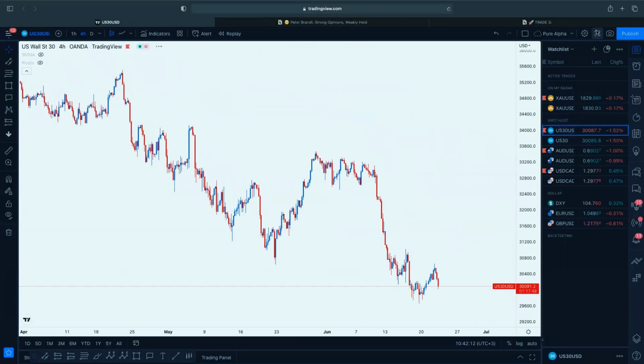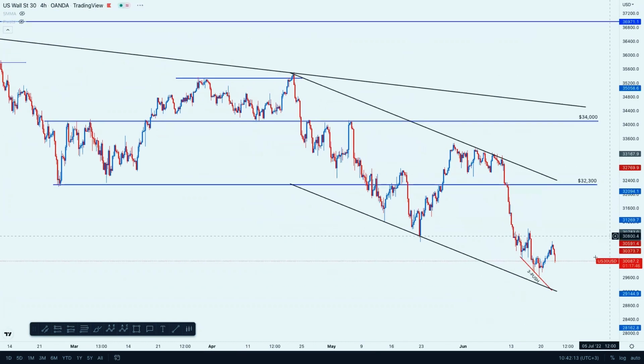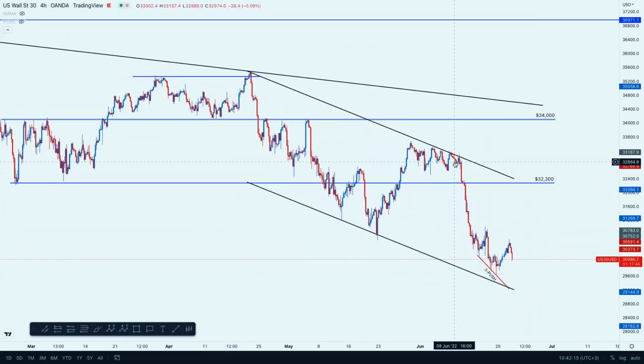When it comes to Dow Jones, we had a crazy drop last week. If you have been watching, the market fell all the way from around 33,000 last week down to 29,700. Quite a big move. How many pips is that? More than 3,000 pips to the downside. Quite a heavy move. So that's what we got last week.